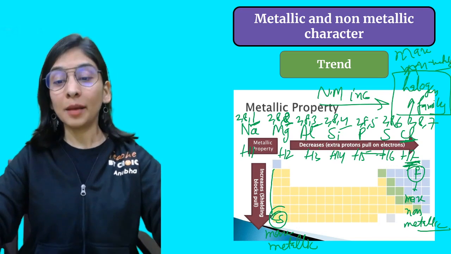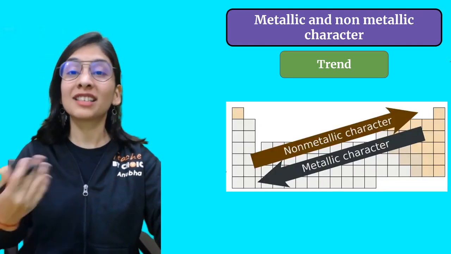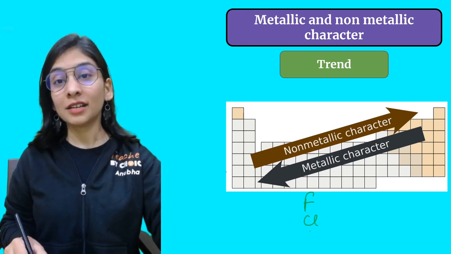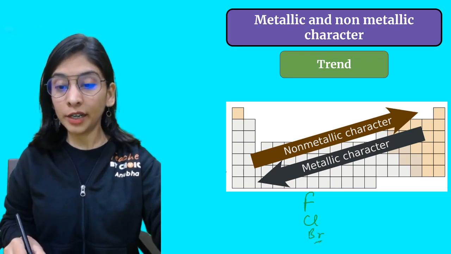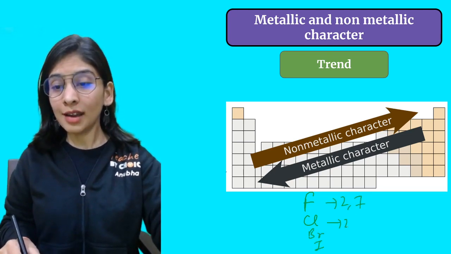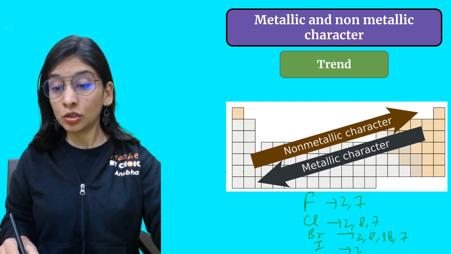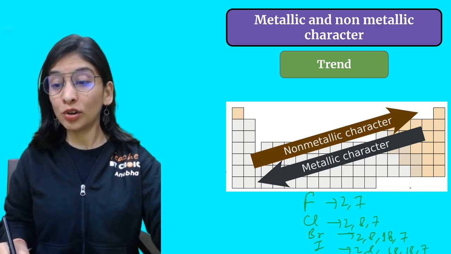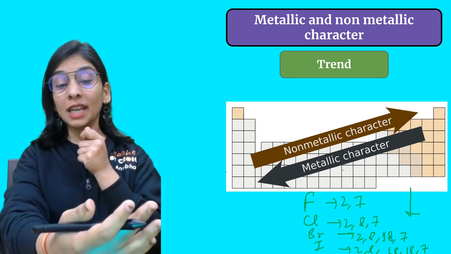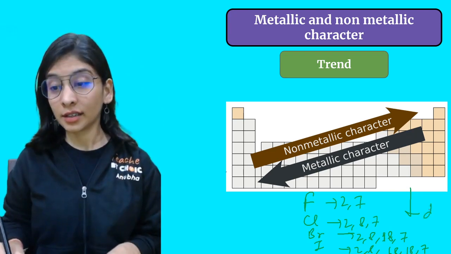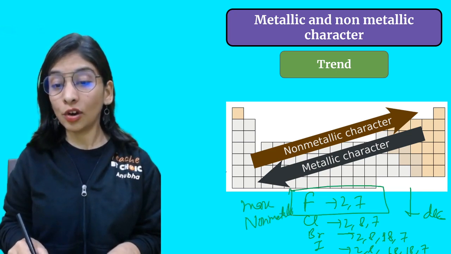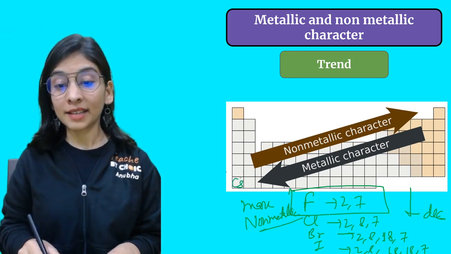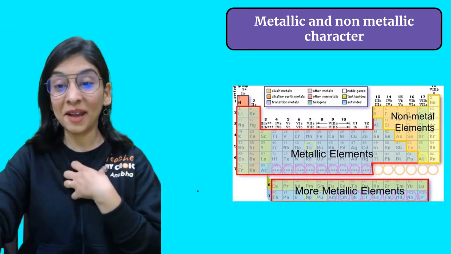And when I talk about the halogen family, which will be the member that shows maximum non-metallic character? Non-metallic character decreases in a group and metallic character increases in a group. Fluorine, chlorine, bromine, iodine, as I say, the number of shells keeps increasing. 2, 8, 18, 7. More and more shells. The nucleus is far away from the last shell. Tendency to gain electron decreases. Fluorine is maximum non-metallic. Cesium is maximum metallic, as said by ma'am.